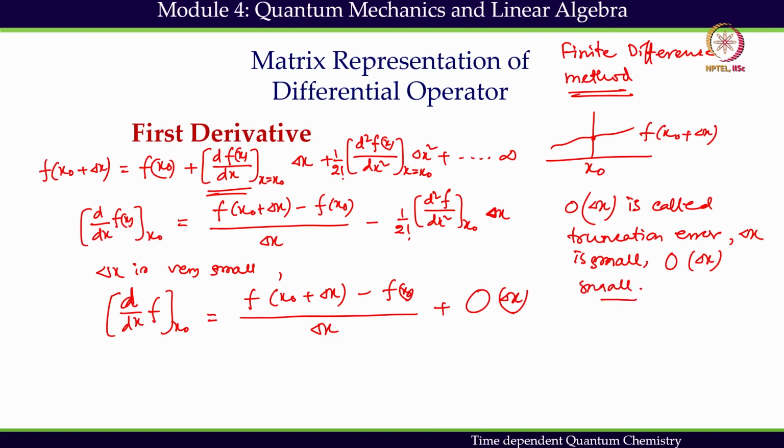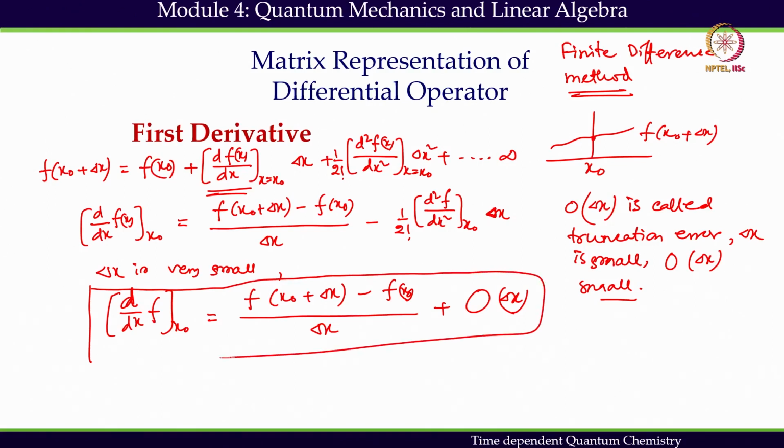So, what we have just represented in this equation is the first derivative under the finite difference method, where the error is proportional to delta x. This is called the forward difference expression. This is called forward difference.